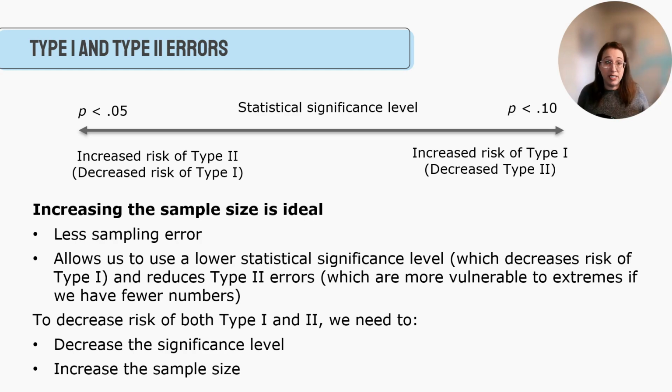When we get a larger sample, we're getting a bigger distribution of responses and we get less sampling error. And with the bigger sample, we can still have that lower statistical significance level of 0.05, which reduces type 1 errors, and it reduces type 2 errors, because type 2 errors are really vulnerable to extremes. If I have a sample of 20 people and some of them had really extreme answers, I may say there wasn't an effect because everybody was so spread out, when maybe there actually was. So to reduce both types, we need to decrease the significance level and increase the sample size.